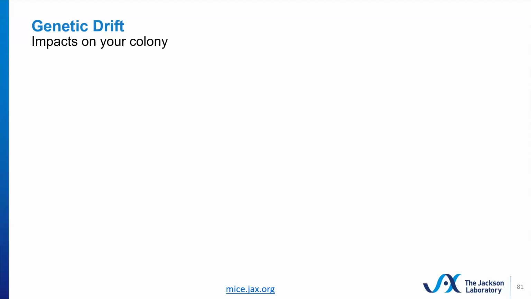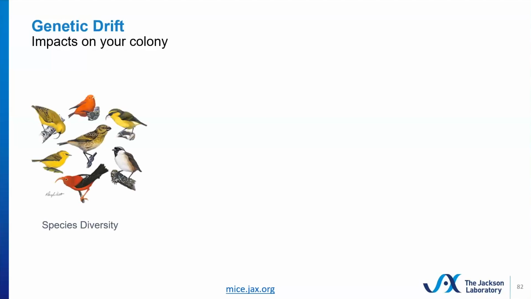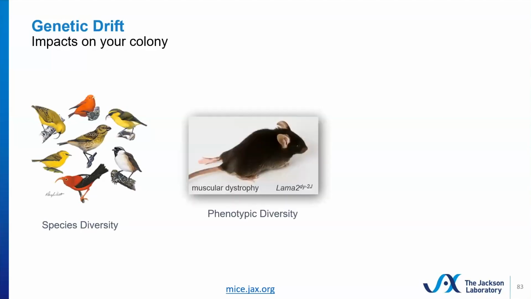Genetic drift is typically thought of as a bad thing, but not all genetic drift is bad. It can lead to species diversity. It can also lead to mutants with phenotypes that resemble human disease phenotypes. For instance, here we see a mutant mouse that arose in a colony at Jax and has a mutation in laminin alpha-2 merosin, which, when homozygous, produces a muscular dystrophy phenotype like that observed in patients with merosin-deficient congenital muscular dystrophy type 1A.